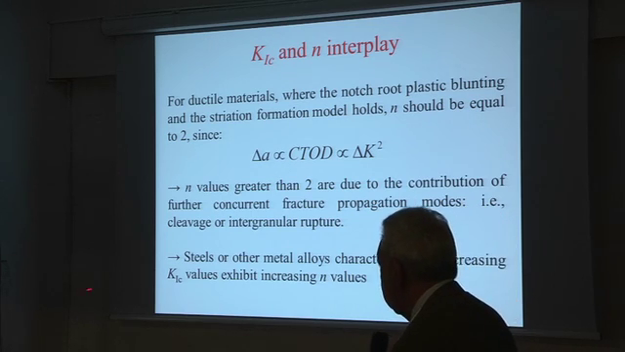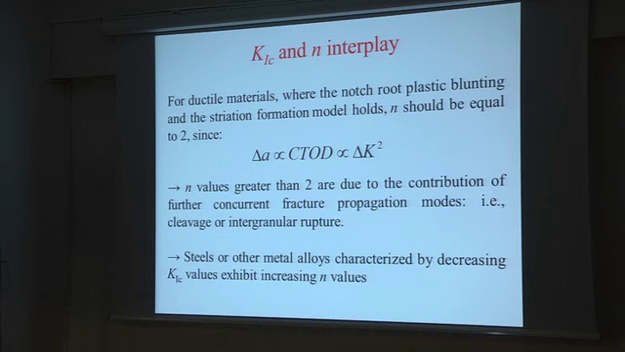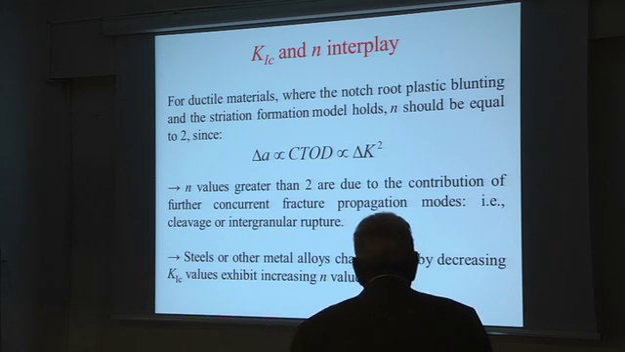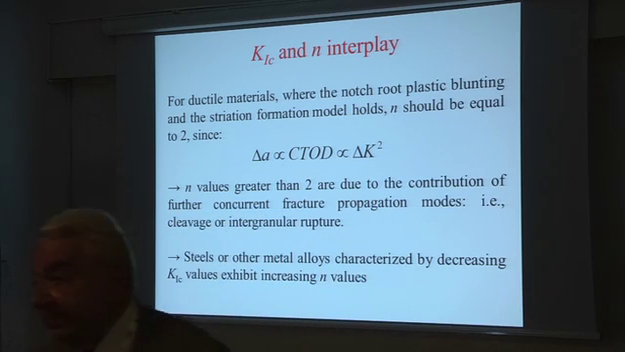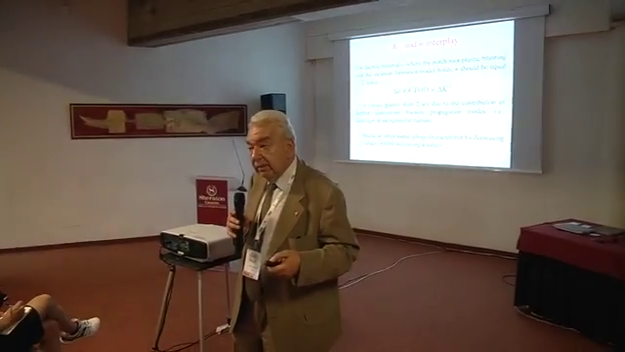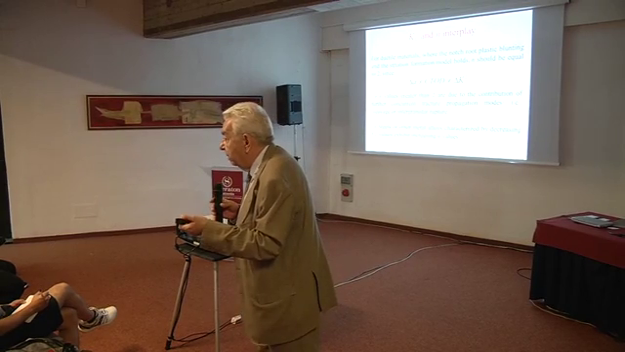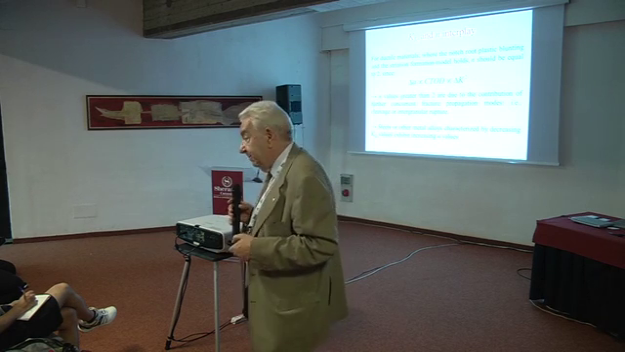The lower is the value of K1C, the lower is the fracture toughness of the steel, the higher is the value of this exponent, and we can have N values that go to 4. And if, for instance, you have a cast iron, a lamellar graphite cast iron, N can be equal to 9, 10, or 11, because one of the jumps comprises an entire graphite lamella.